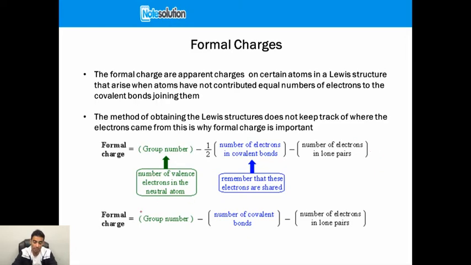So we could write it like this, or we could write formal charge as the group number minus the number of covalent bonds minus the number of electrons in lone pairs. So here we said the number of electrons in covalent bonds. That's because each bond represents 2 electrons. So if you count each bond as 2, then you have to multiply it by half. But if you use the number of covalent bonds, then you don't actually have to multiply by half because it's already been done for you.